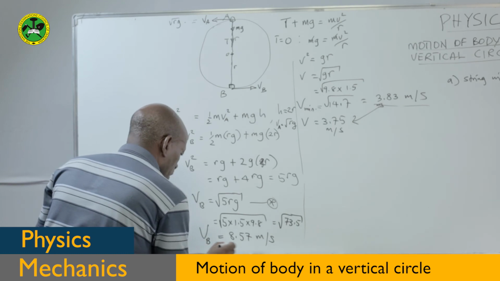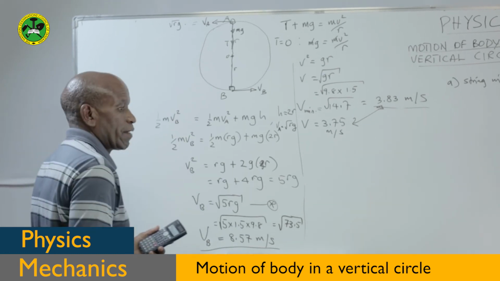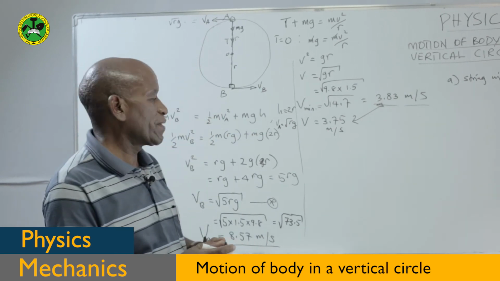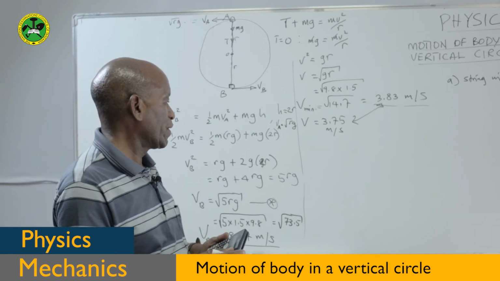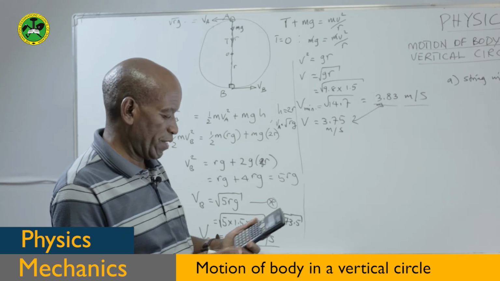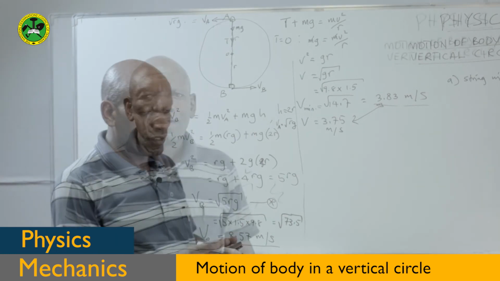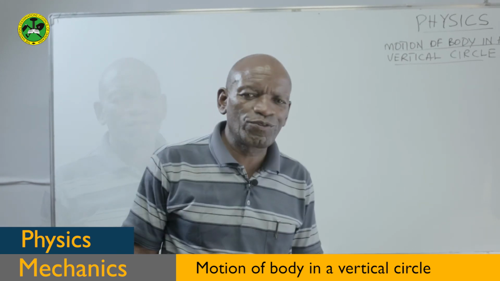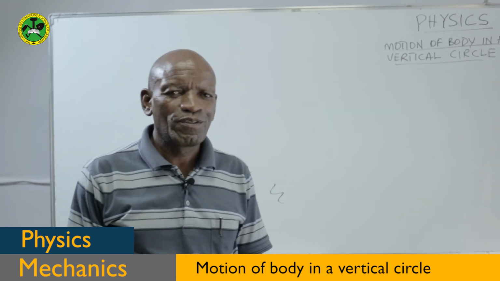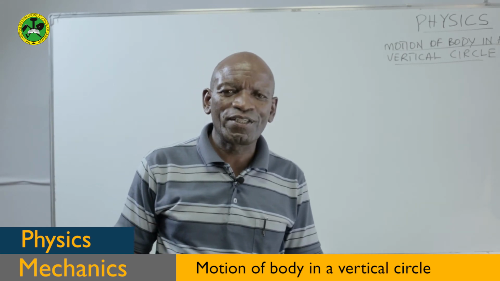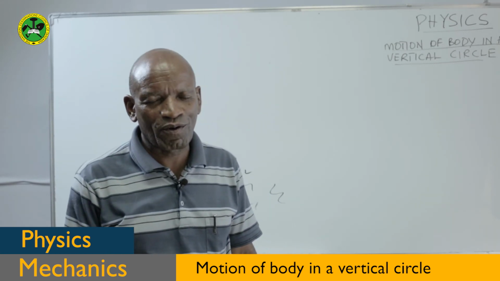So this is the minimum velocity, or minimum speed, whenever this bucket passes at the lowest point. Okay, students, these two questions are just a few and cannot preempt all of the cases with regard to the motion in a vertical circle.